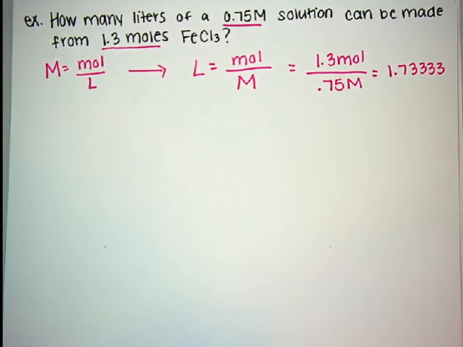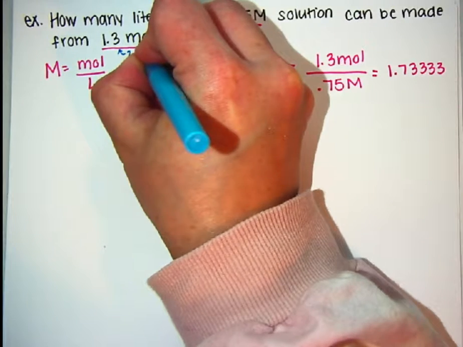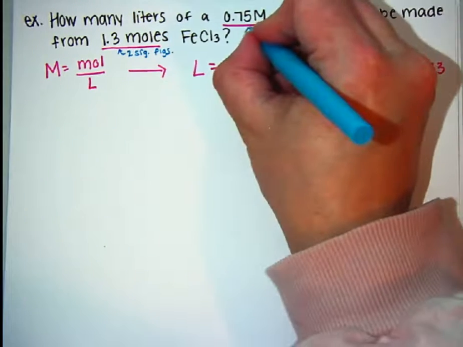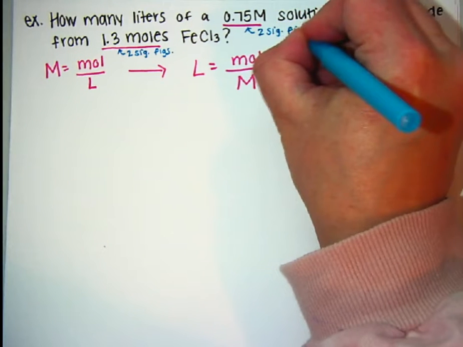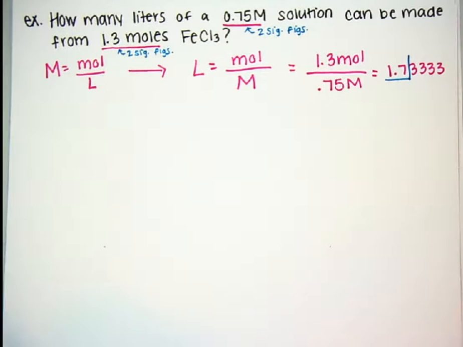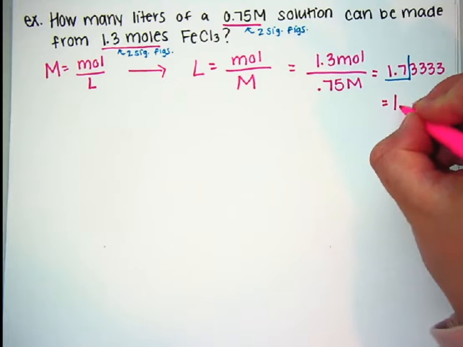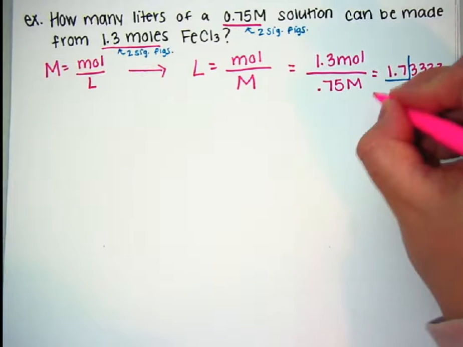Last step is significant figures. 1.3 has two significant figures. 0.75 has two significant figures. That means my answer can have two significant figures. The next digit is less than 5, so we're not going to round up. So final answer, how many liters can be made? 1.7 liters.